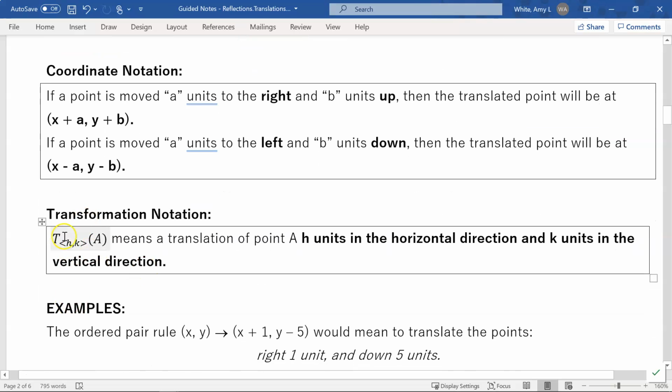And then in transformation notation, we're going to use a capital T to stand for translation. And then a subscript, so subscript means below the line, we're putting this vector ⟨h, k⟩. h is just how far we're changing our x's, and k is how far we're changing our y's. We use these pointy brackets to show that it's a vector because it's telling us where to move. It's not telling us the coordinates of a point, it's telling us the movement of the point.